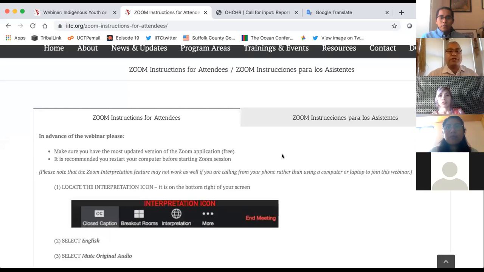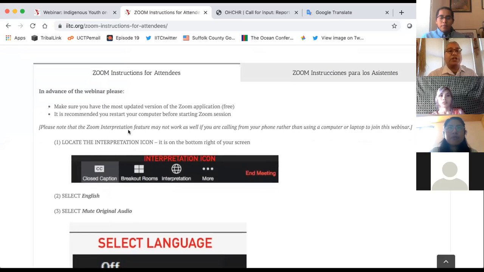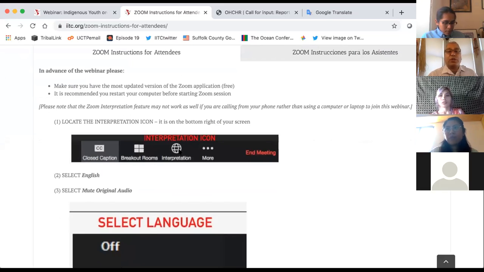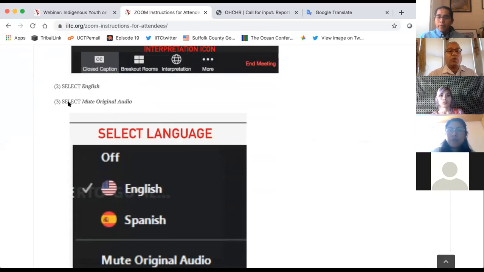Okay, if you look at your screen here, for those who speak English and who need to hear the English interpretation, first of all, you need to locate the interpretation icon. It's at the bottom right of your screen, and this is what the image will look like. You'll see a little globe there. When you click on that globe, you'll need to select English. And then, very importantly, you need to select mute original audio.